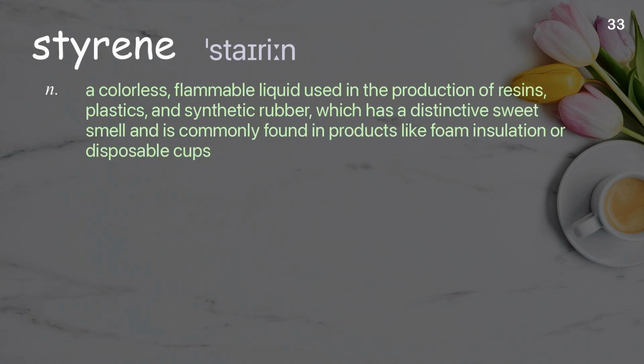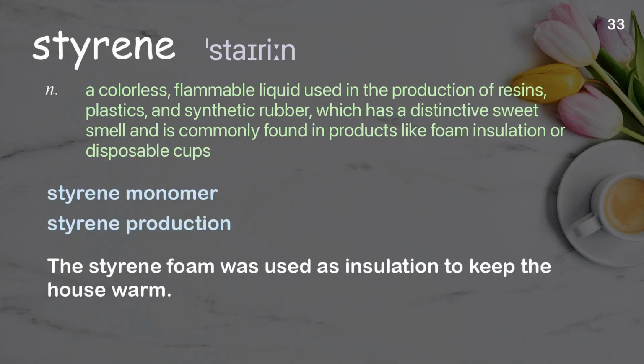Styrene. A colorless, flammable liquid used in the production of resins, plastics, and synthetic rubber, which has a distinctive sweet smell and is commonly found in products like foam insulation or disposable cups. Examples. Styrene monomer. Styrene production. The styrene foam was used as insulation to keep the house warm.